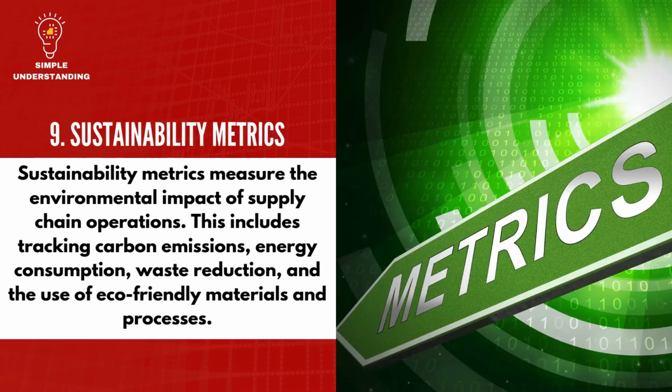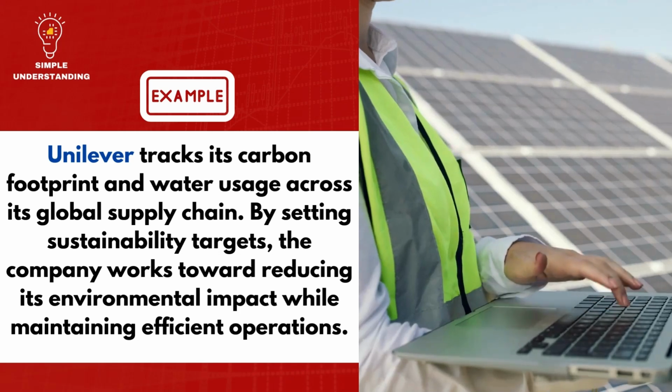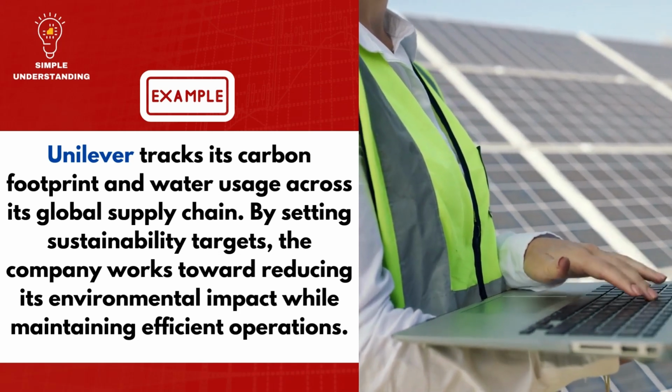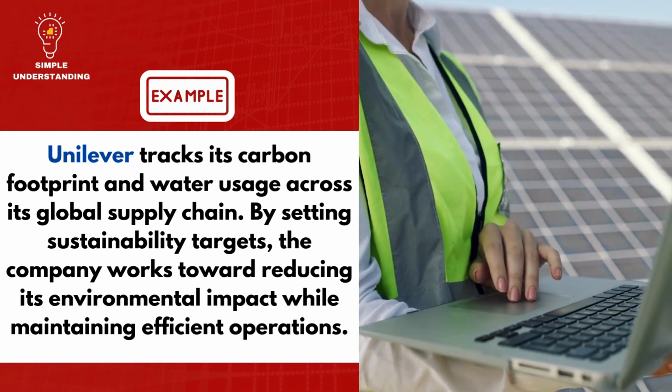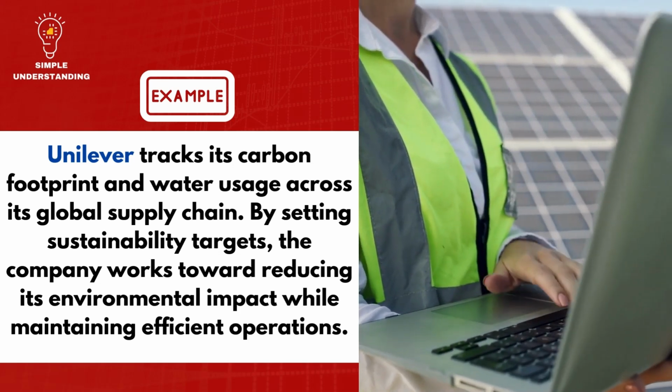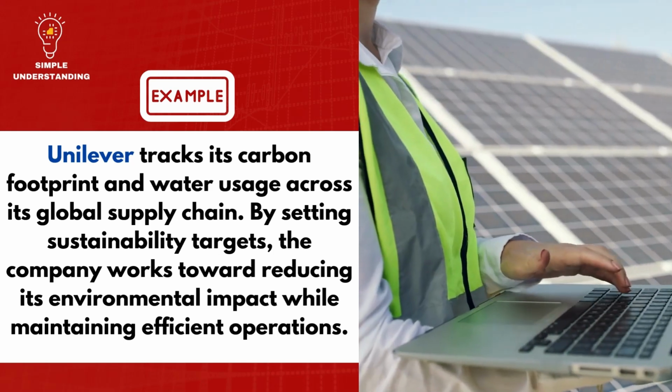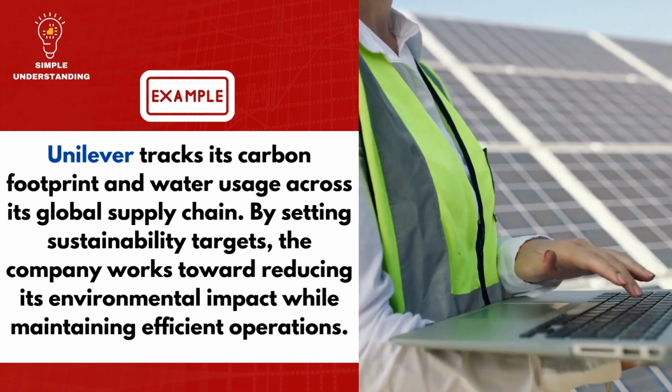9. Sustainability metrics. Explanation. Sustainability metrics measure the environmental impact of supply chain operations. This includes tracking carbon emissions, energy consumption, waste reduction, and the use of eco-friendly materials and processes. Example: Unilever tracks its carbon footprint and water usage across its global supply chain. By setting sustainability targets, the company works toward reducing its environmental impact while maintaining efficient operations.